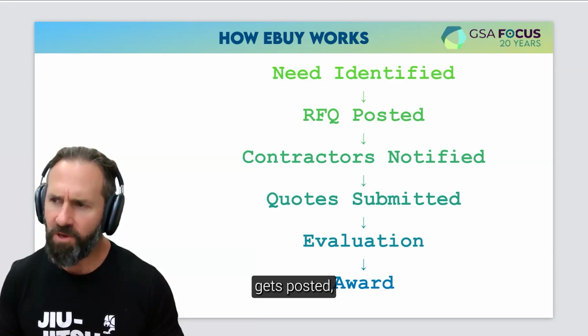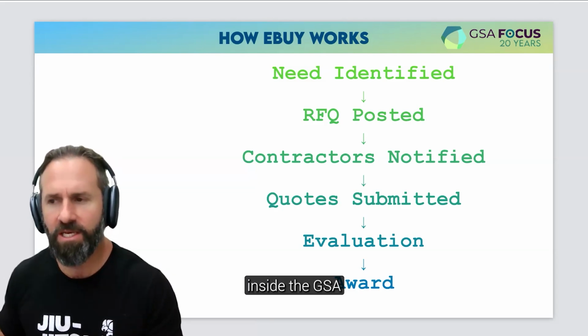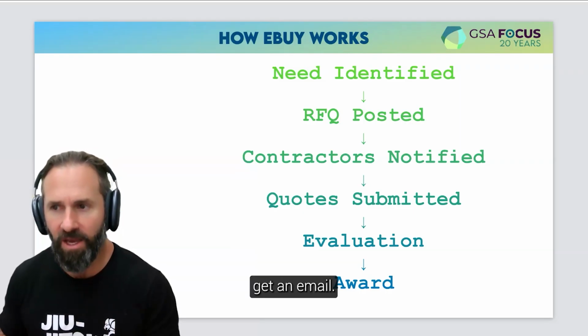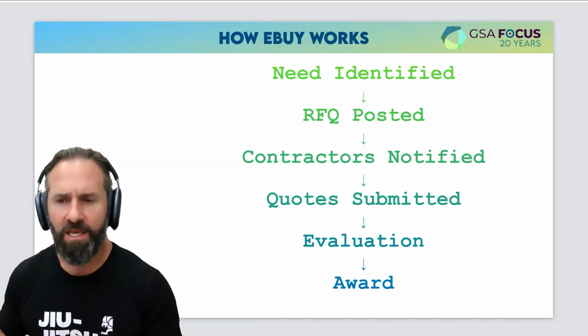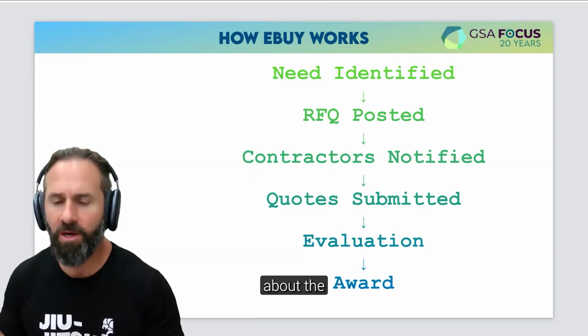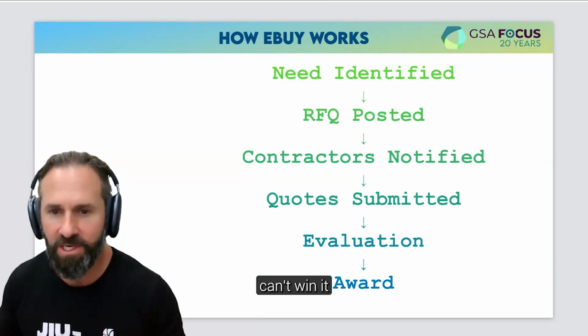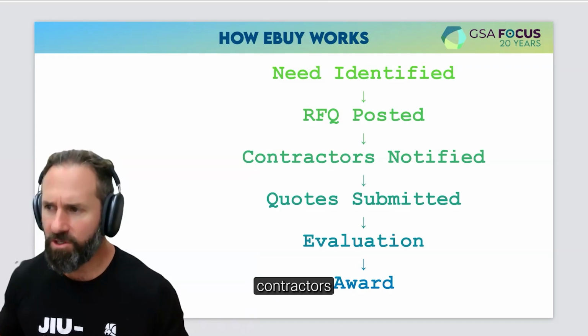So that RFQ gets posted, then is going to be notifying all of the contractors inside the GSA program. So if you have a GSA contract, you get an email. I'm going to show you that in a minute, and you can go ahead and pursue this. If you don't have a GSA contract, you're not going to get that email. You're not going to know about the opportunity until long after it's awarded, and you obviously can't win it at that point. So there is a competitive process once all the contractors are notified.